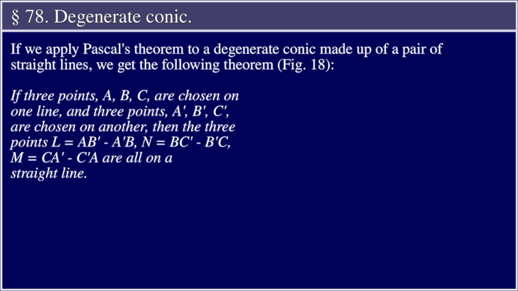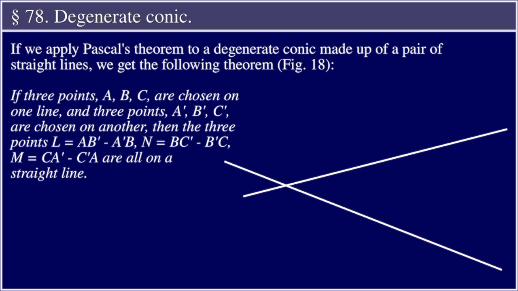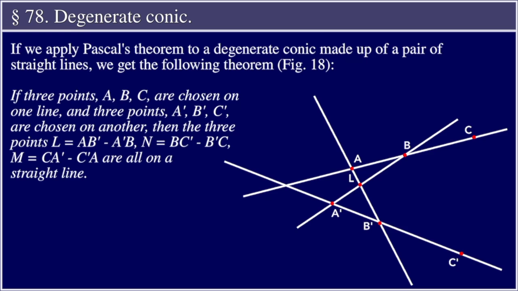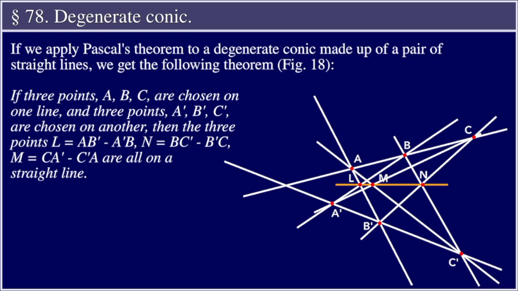Section 78. Degenerate conic. If we apply Pascal's theorem to a degenerate conic made up of a pair of straight lines, we get the following theorem, figure 18. If three points A, B, C are chosen on one line, and three points A prime, B prime, C prime are chosen on another, then the three points L, the intersection of AB prime with A prime B, N, the intersection of BC prime with B prime C, and M, the intersection of CA prime with C prime A, are all on a straight line.